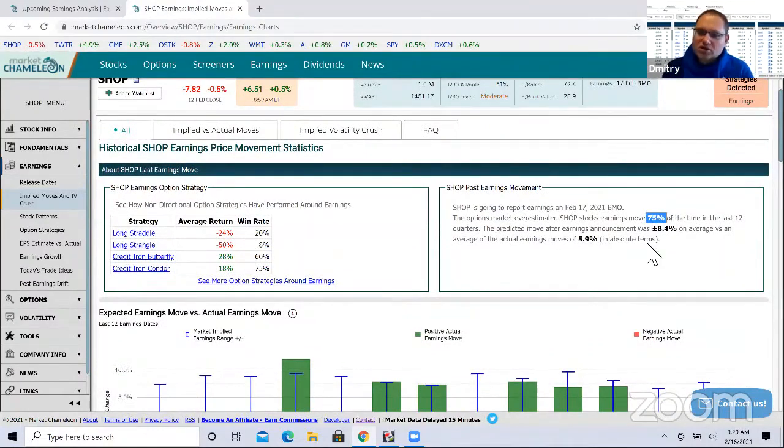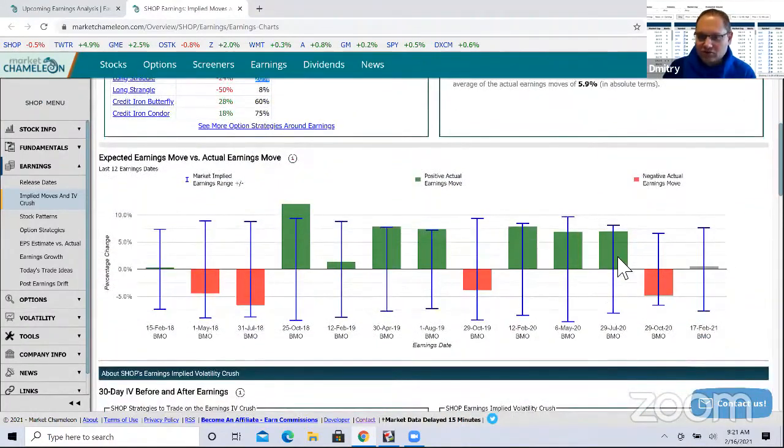In the last 12 quarters, the straddle overestimated the move 75% of the time. The average expected move prior to earnings was plus or minus 8.4%. The average realized move was 5.9%. So you could see there about a 2.5% differential between the implied move versus the realized move. That's why we see here that the straddle was only profitable 20% of the time, and on average lost 24% the day after earnings.